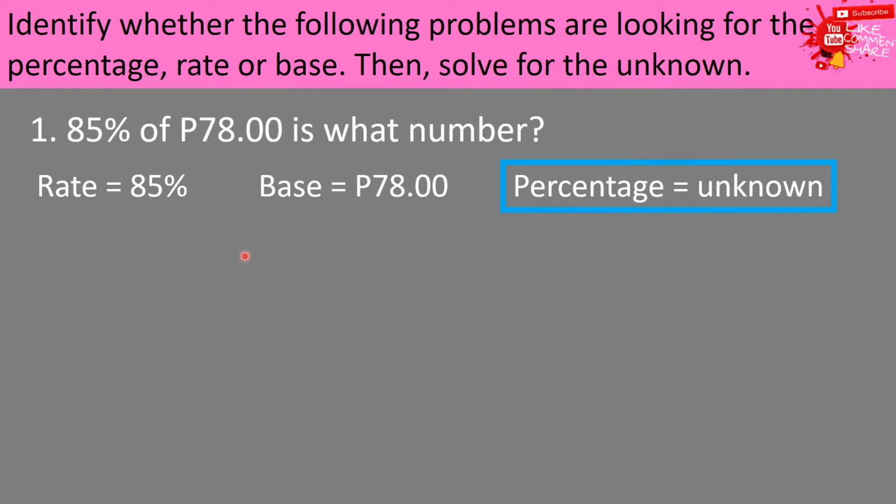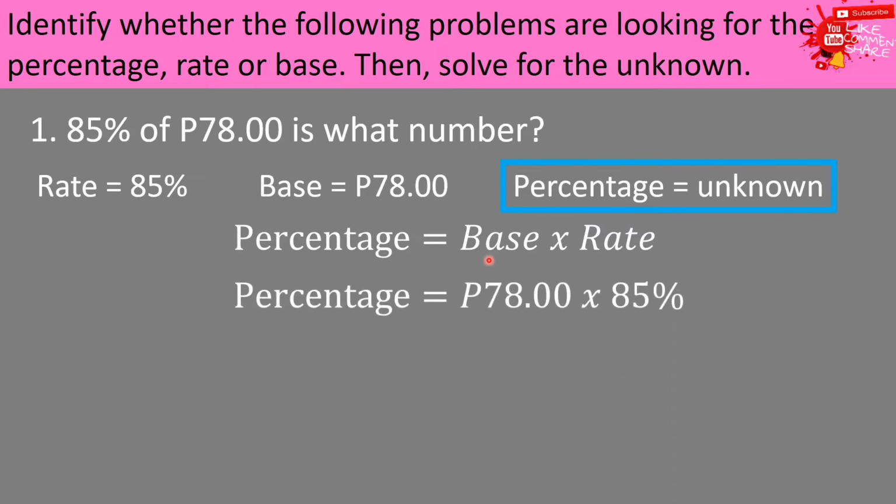So, that's why we need the formula for the percentage. And percentage is equal to base times rate. So, take note of our formula. Then, we substitute the given to our formula. Okay, so let's have here percentage is equal to base. So, our base is 78 pesos. So, we substitute 78 pesos times the rate. So, times, ang rate natin ay 85%. So, that's why we have here 85%.